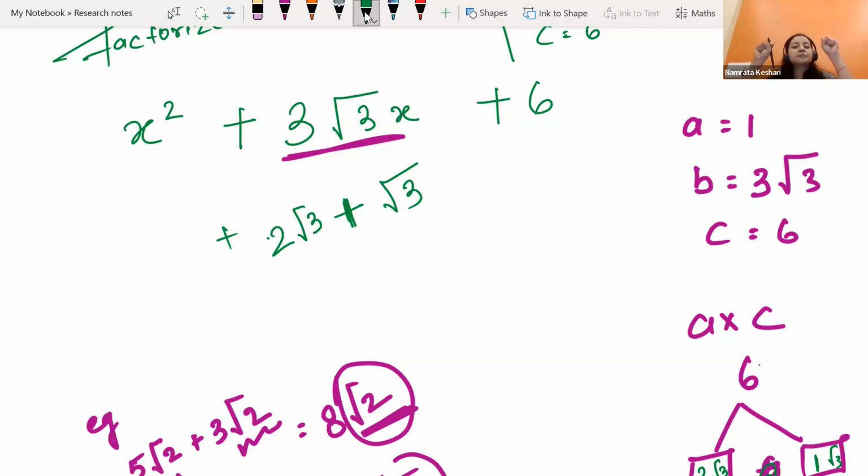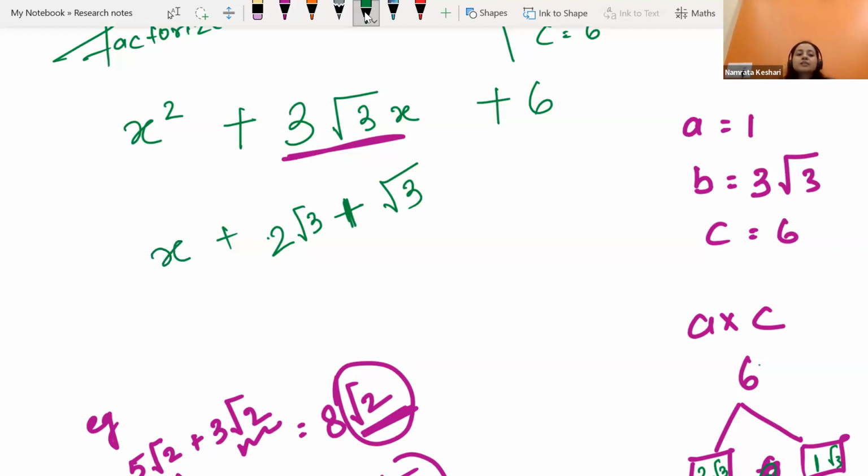Now what else? Look carefully. Do you understand that root 3 and root 3 together are already making 3? Root 3 into root 3 is already making 3, and we are factorizing 6. That means 2 more we need to multiply, 2. Yes or no? Yes, ma'am. Then we figured it out that 2 root 3 and 1 root 3 is making 3 root 3, and it is also multiplied together is making 6. Yes or no? Yes, ma'am.